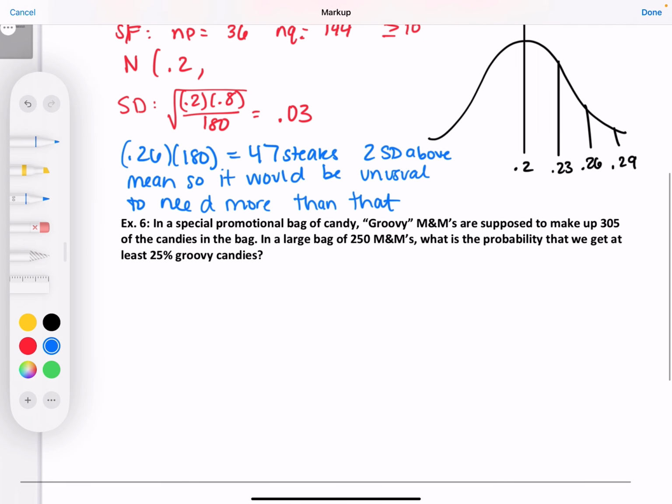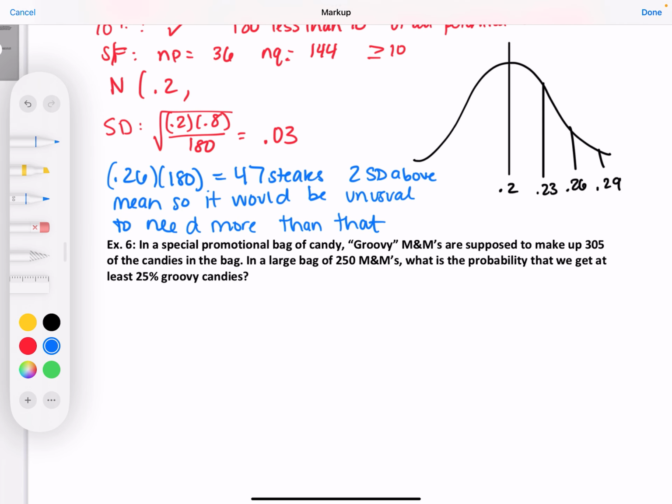All right, this next question has a 10. That was almost really cool. This question is supposed to say 30%, not 305. In a special promotion bag of candy, Groovy M&Ms are supposed to make up 30% of the candies in the bag. In a large bag of 250 M&Ms, what is the probability that we get at least 25% Groovy candies?